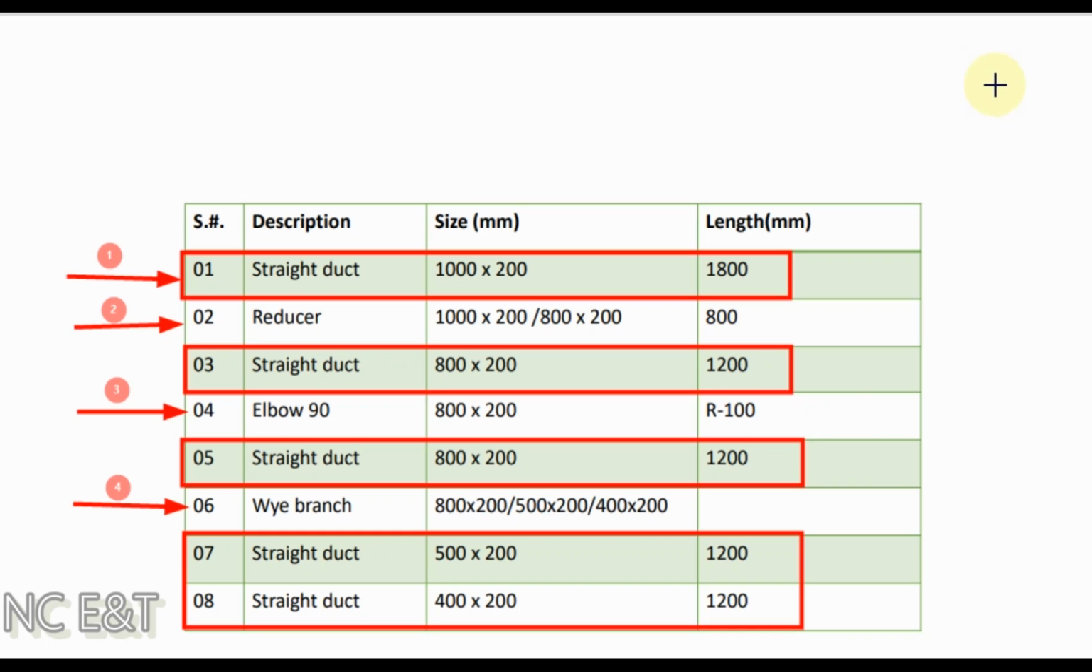As you can see from the table, we have 4 types of duct. Number 1 is straight duct, number 2 reducer, number 3 elbow, and number 4 is the Y branch. We will make the calculation for one case from each type.